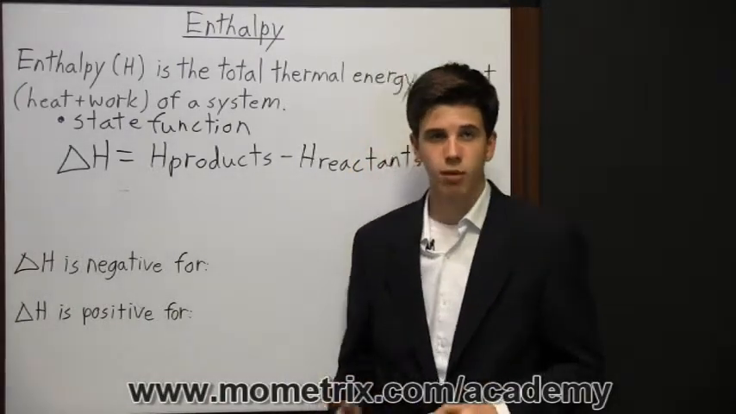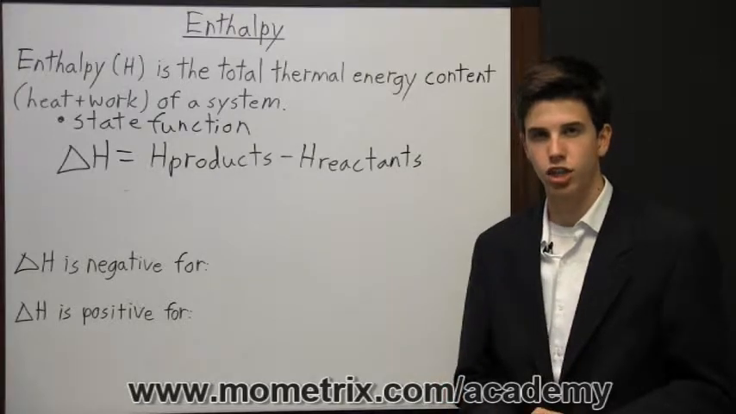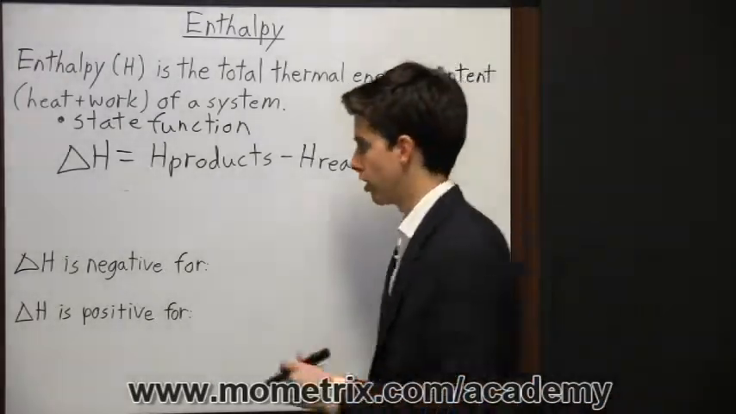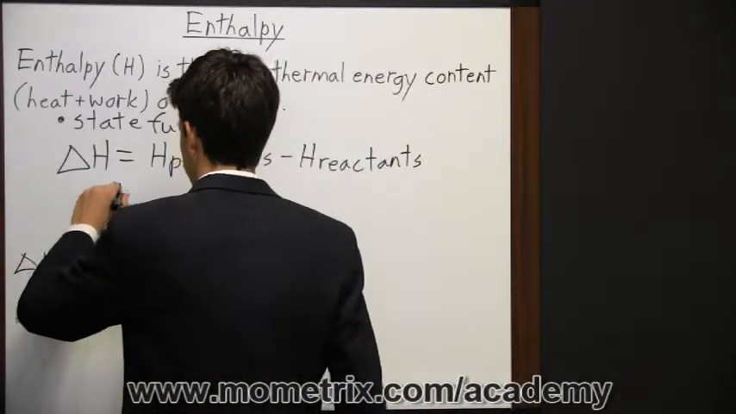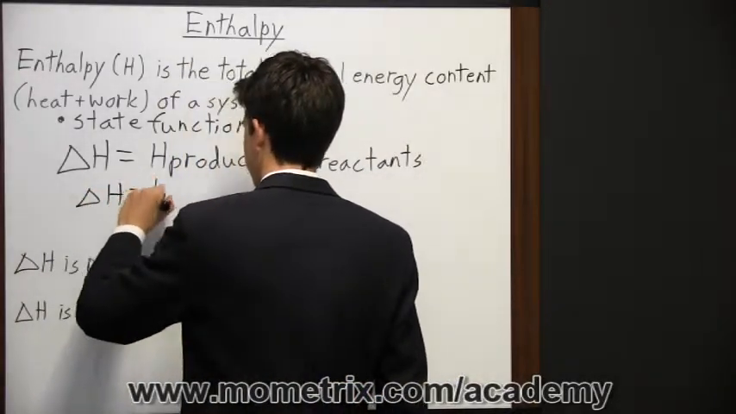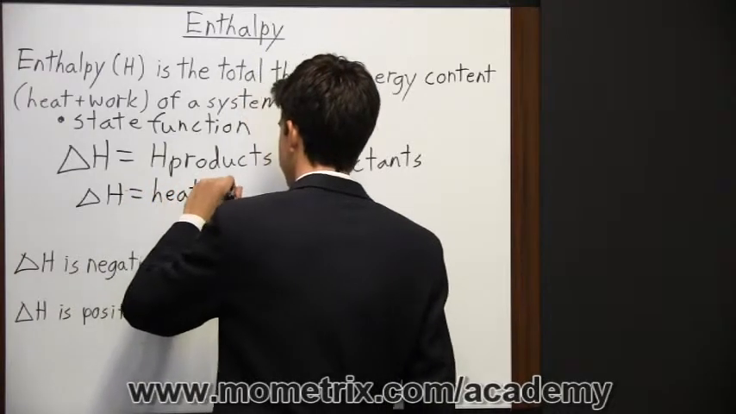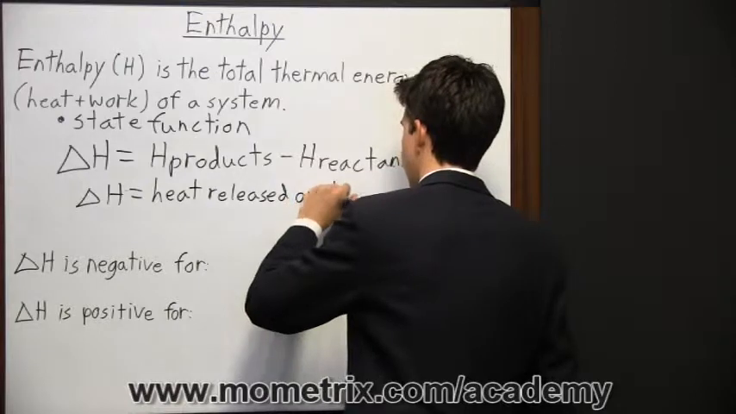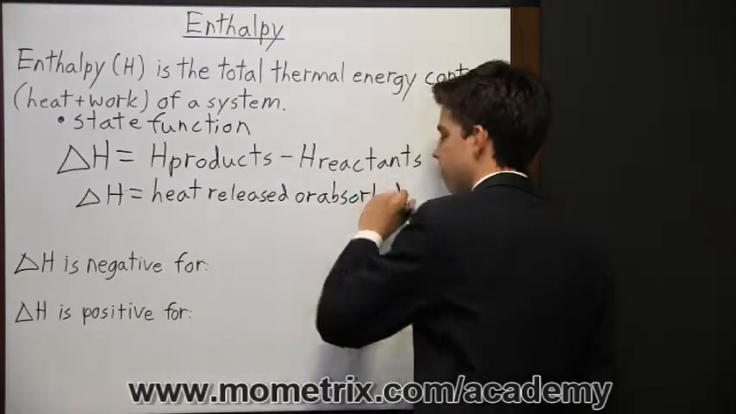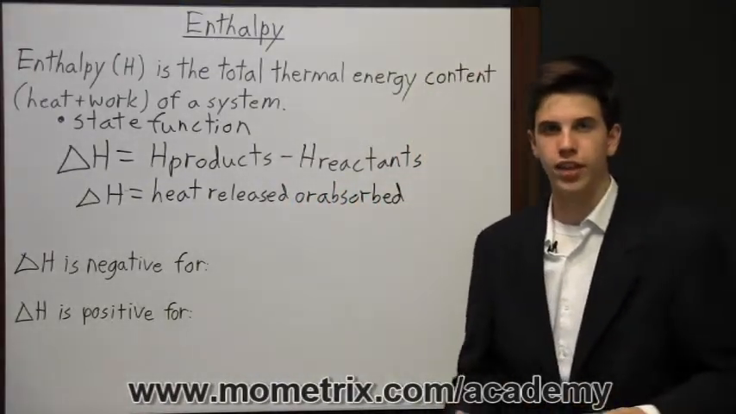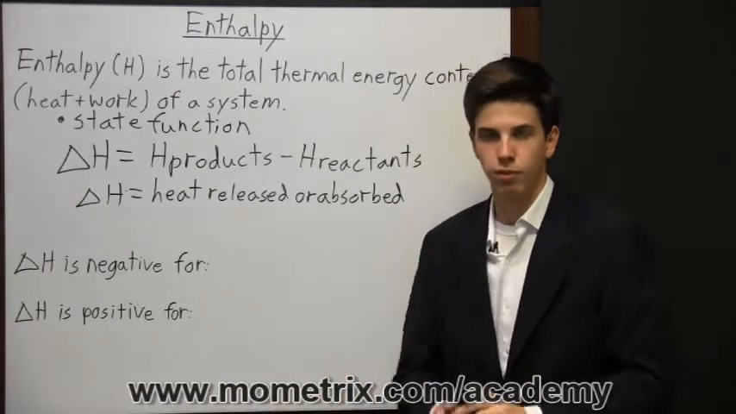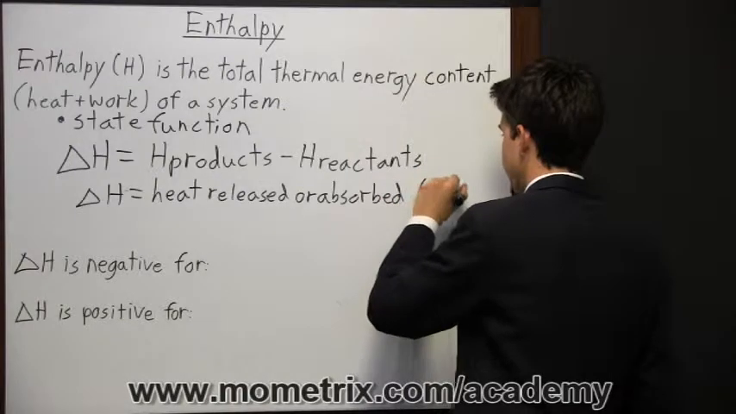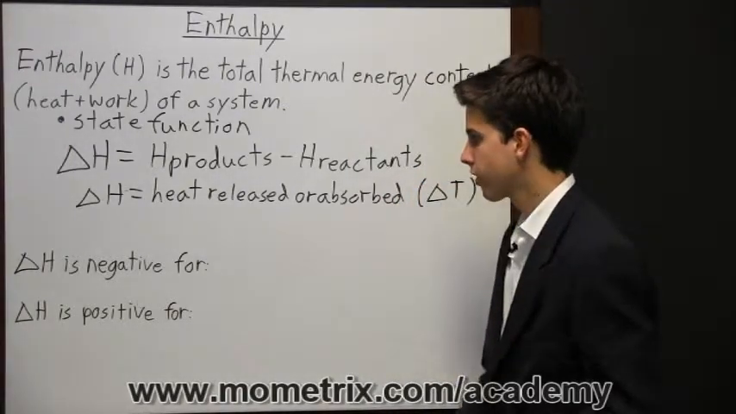Now, because most chemical reactions occur at constant pressure and volume, the change in enthalpy is equal to the heat released or absorbed. So we can set change in enthalpy equal to heat released or absorbed. And we can measure the heat that's being released or absorbed, so we can measure the heat flow by change in temperature, which is this symbol right here.